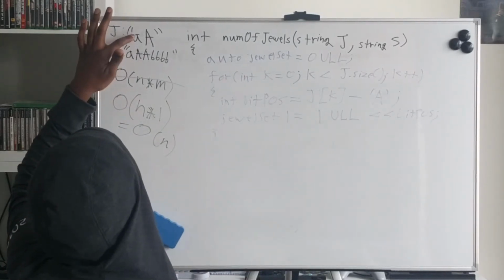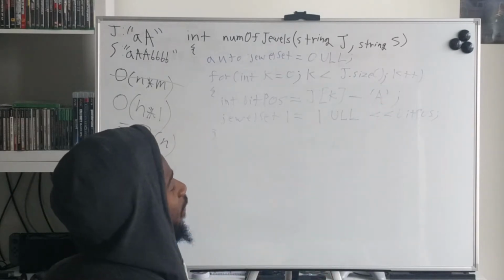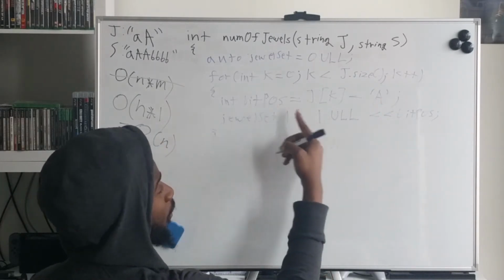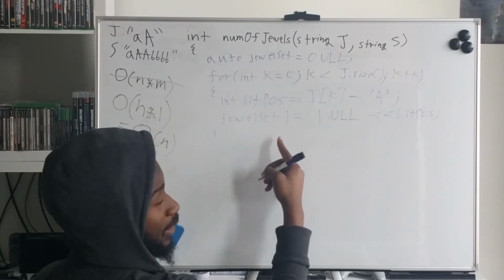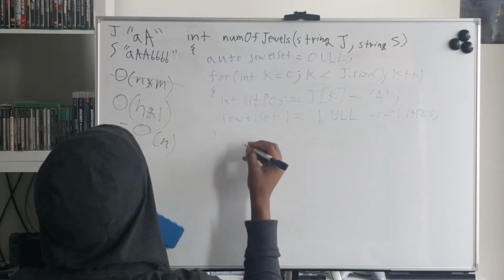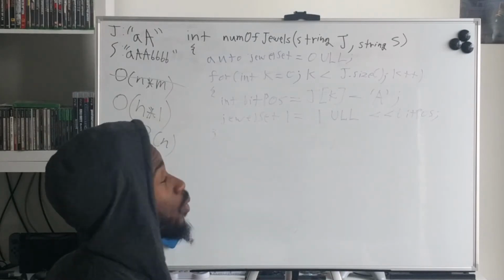Now, like I said, lowercase a is 97. So if we subtract uppercase A, which is 65, 97 minus 65 will give you 32. So this will be 32. We'll shift 32 bits, and then we'll set bit 32 in the joule set. And then we'll do the same thing for uppercase A minus uppercase A, which just gives you 0, right?